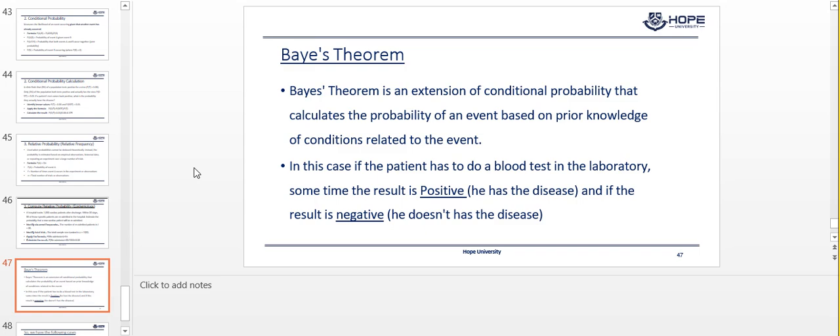There is also a formula we described in the last session in epidemiology, from biostatistics. Biostatistics is an extension of conditional probability, calculating the probability of an event based on prior knowledge of conditions related to the event, and it uses a table known as the 2 by 2 table. If a patient has a blood test in the laboratory, the result could be positive, meaning they have the disease, or negative, meaning they don't. Sometimes there are other outcomes: false positive and false negative.